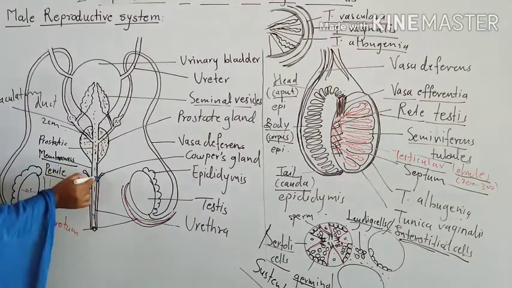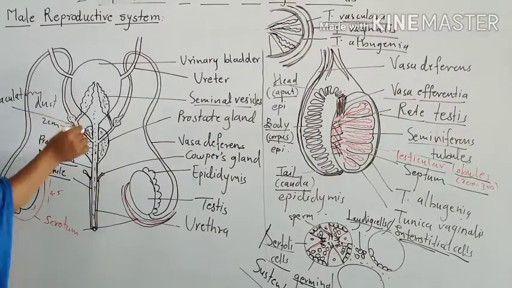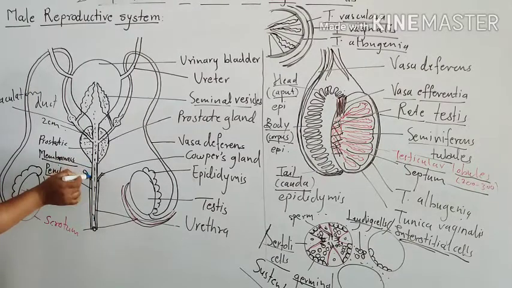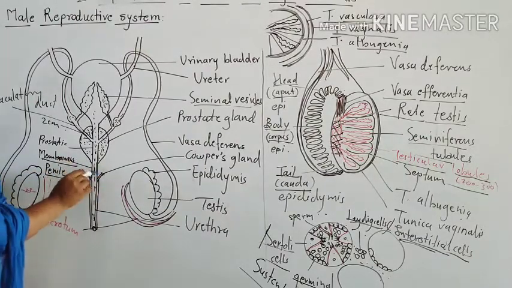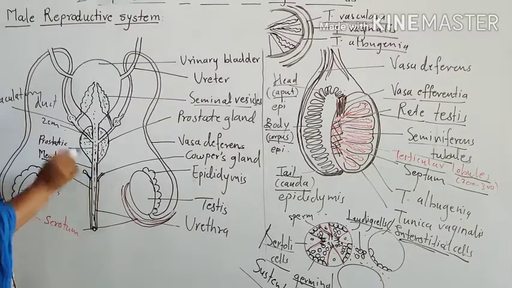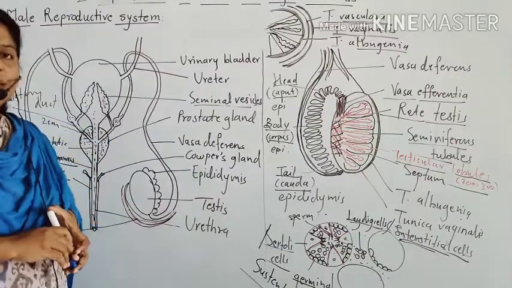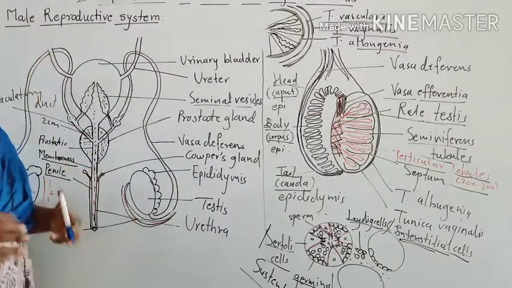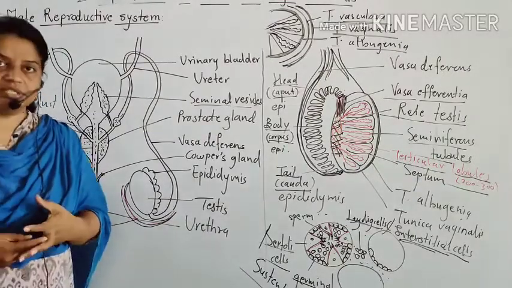This bulbourethral gland is present on the membranous urethra but opens into the penile urethra. This is the prostatic urethra, this is the membranous urethra, this is the penile urethra. This gland is a pea-sized small gland present on either side of the membranous urethra, and opens into the penile urethra. It secretes a lubricating fluid, mucus, which lubricates the passage of this urethra as well as the female reproductive system. This is the male reproductive system.